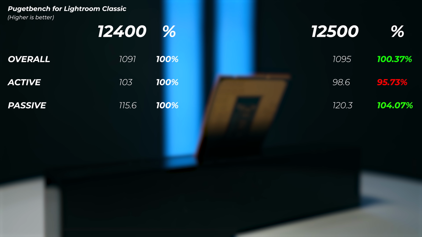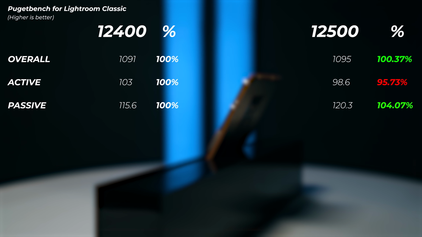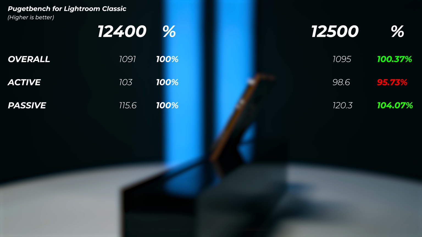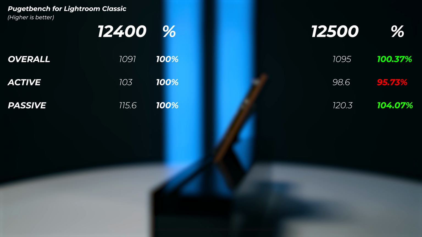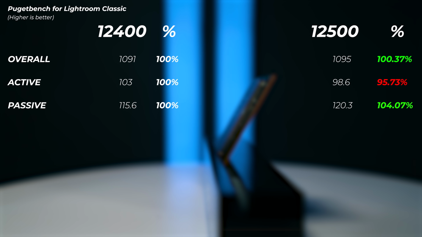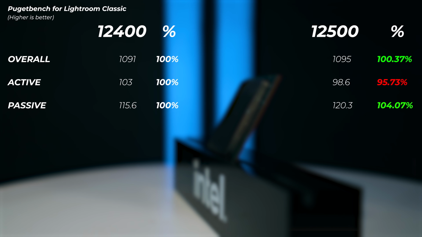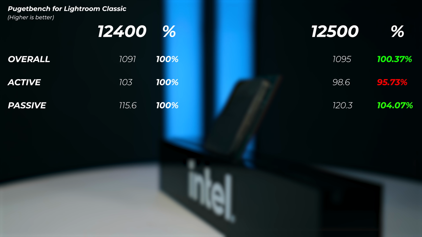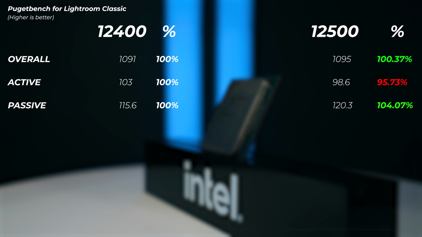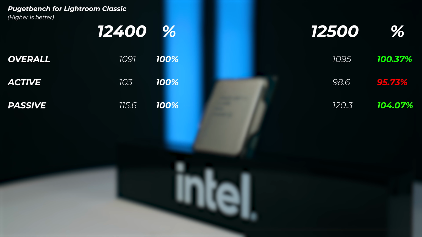Moving on to Lightroom Classic, those two chips are literally identical to each other. We're a few points different on the 12500. The more interesting thing is the active score, where the single core speed of a processor is more important, that's where you're working on your photos, you know, like moving the faders and doing the color grades and cropping and doing masking and all that. That's the active score of Lightroom Classic. That's actually slower, about 5% or 4.3% on the 12500 compared to the 12400, which is just interesting.